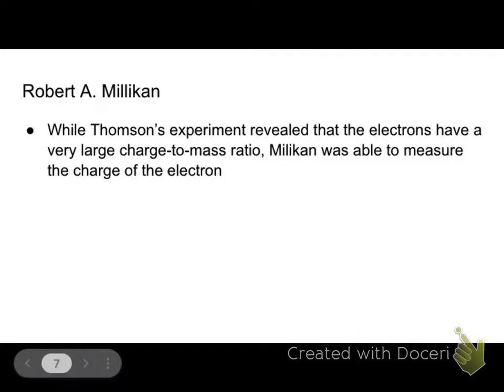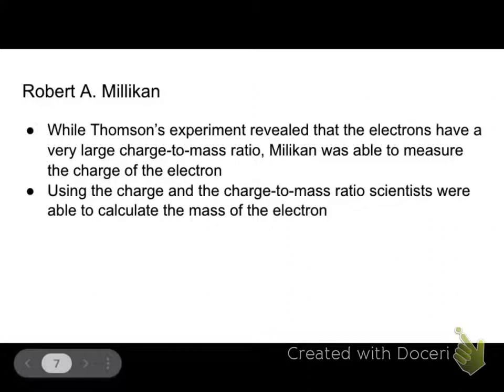Next, a man named Robert A. Millikan gets involved. While Thomson's experiment revealed that electrons have a very large charge-to-mass ratio, meaning they have a large charge and their mass is very small, he was unable to actually measure it. Millikan, on the other hand, was able to actually measure the charge on a single electron. And as a result, using that charge and the charge-to-mass ratio, the scientists were then able to calculate the mass of the electron. Okay?